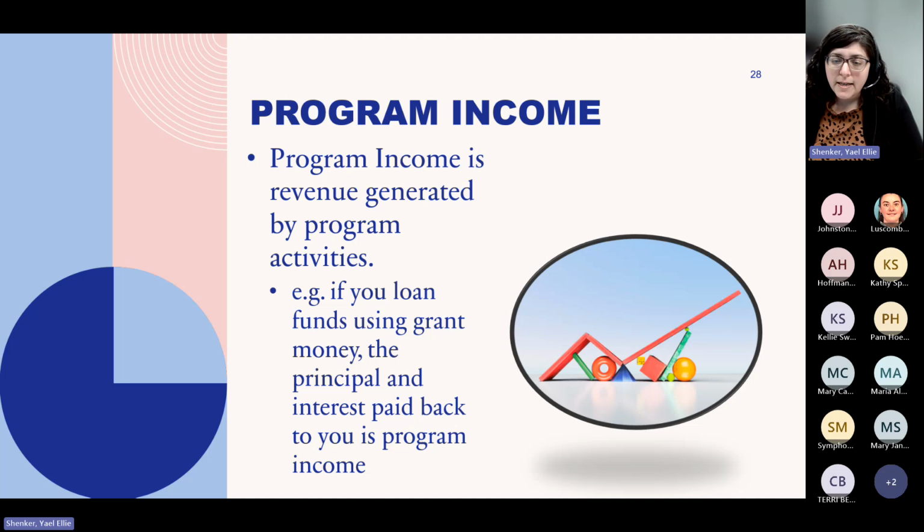Program income is relevant for some programs and projects and not so relevant for others, but it's the basic idea of any revenue that might be generated by program activities that are funded with federal funds. So the government is basically saying, if you use federal funds and you make a profit from it, then you should be using that generated profit. They have an investment in what is being used in that.